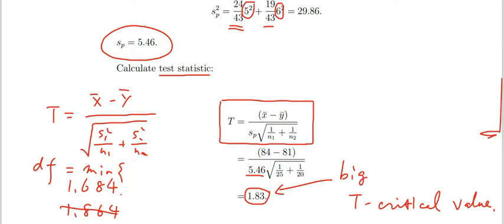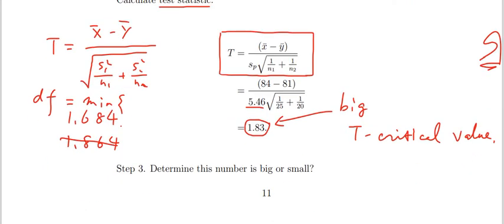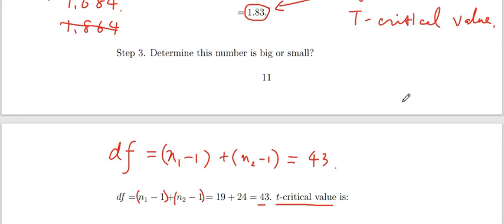N1 minus 1, N2 minus 1. Okay, so in here, degree of freedom is just N1, just add them up: N1 minus 1 plus N2 minus 1. Okay?